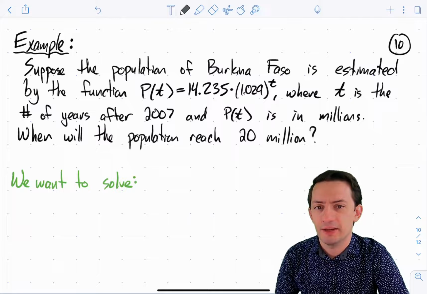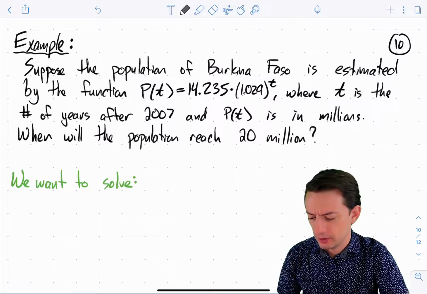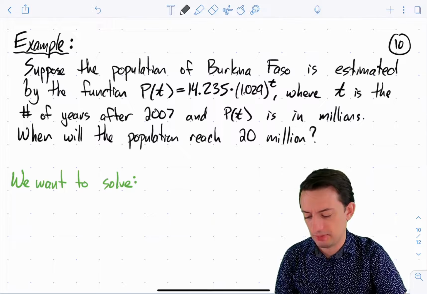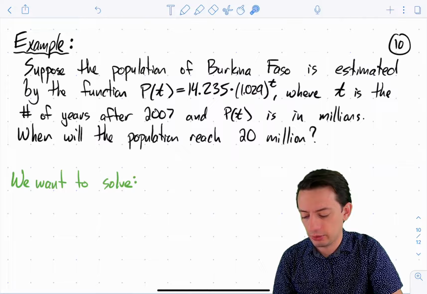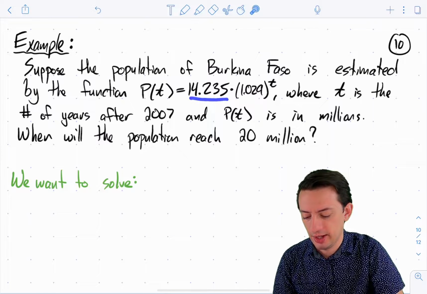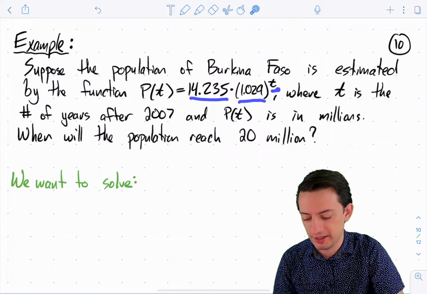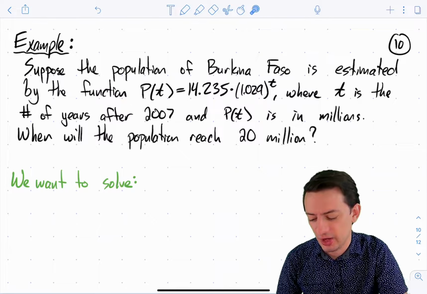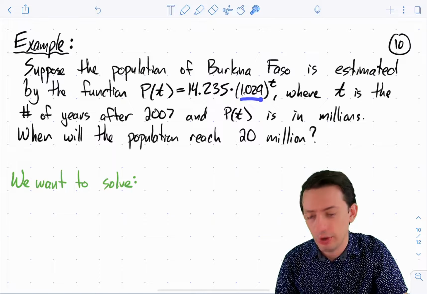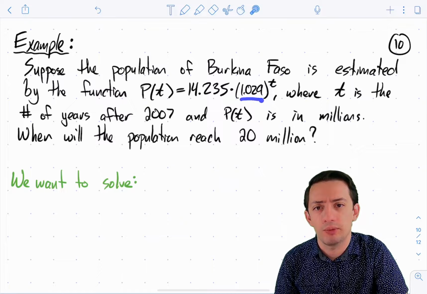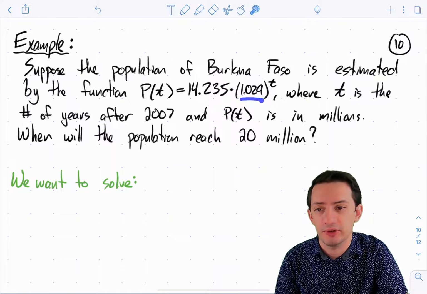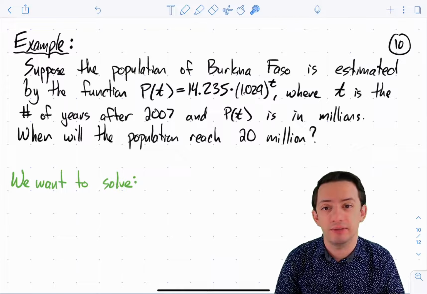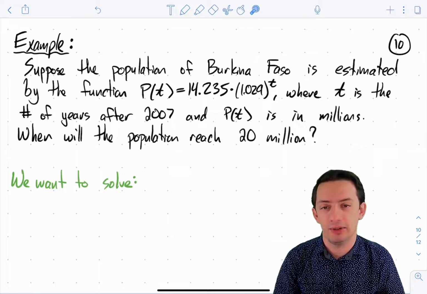Okay, here's what the example says, and this one's out of the book. Suppose that the population of Burkina Faso is estimated by the function p of t equals 14.235 times 1.029 to the t. Now this is an example that we did in section 1.2. I think there we were using the estimate 1.03, but here they're using 1.029, so it doesn't make too much of a difference, where t is the number of years after 2007, and p of t is in millions.